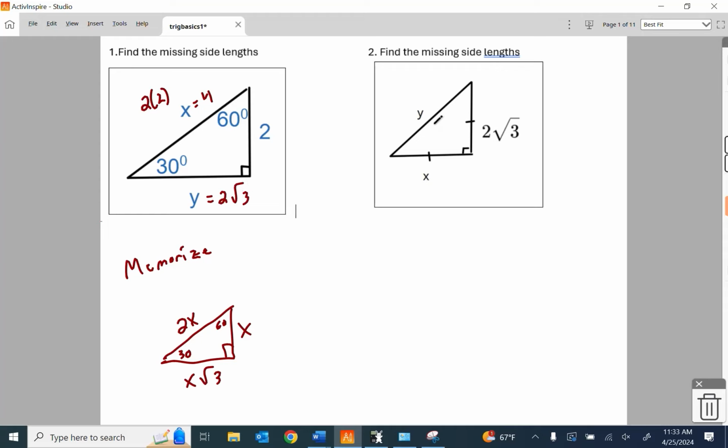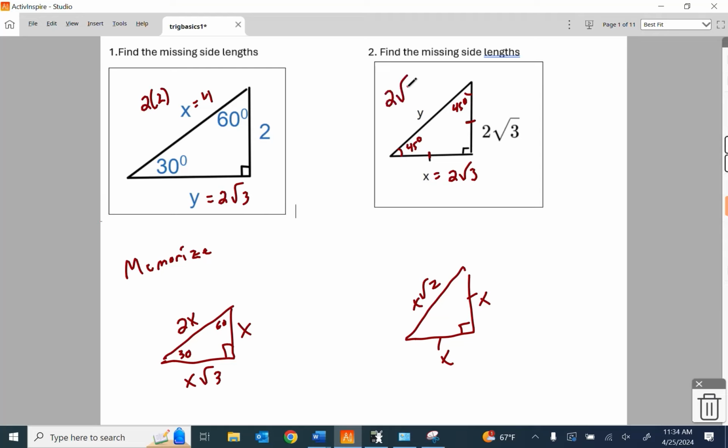Alright, this guy's got a pair of congruent sides, which means I have a pair of congruent angles, which means they both measure 45 degrees. So I'm thinking about the 45, 45, 90 pattern, which goes x, x, x root 2. The congruent sides is a dead giveaway that x is 2 root 3. Don't be that kid who does not know what x is.